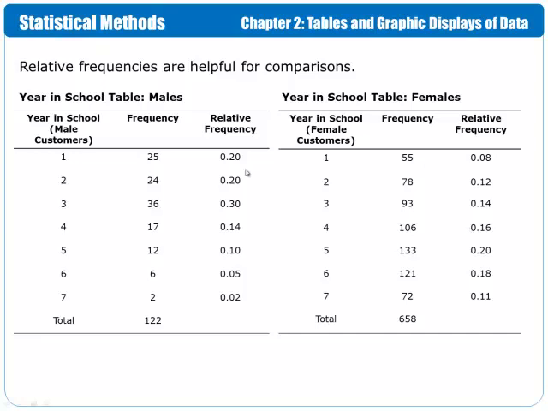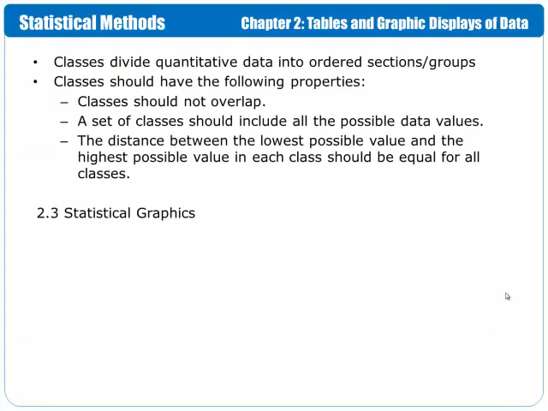We can see, as mentioned before, there's a higher percentage of males in their lower number of years of school. And if we look at the female customers, we can see that there is a higher percentage of female customers in higher years of school. Another additional term of use is classes. Classes divide quantitative data into ordered sections or groups.